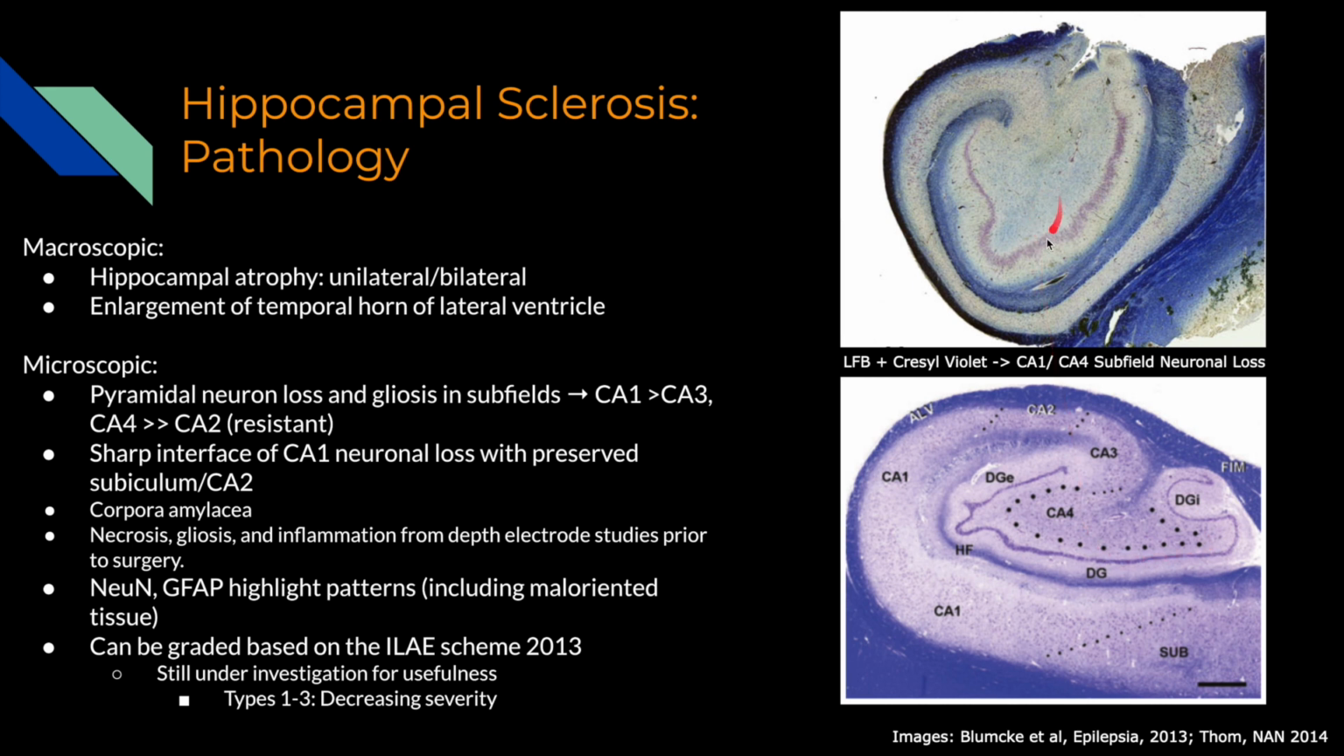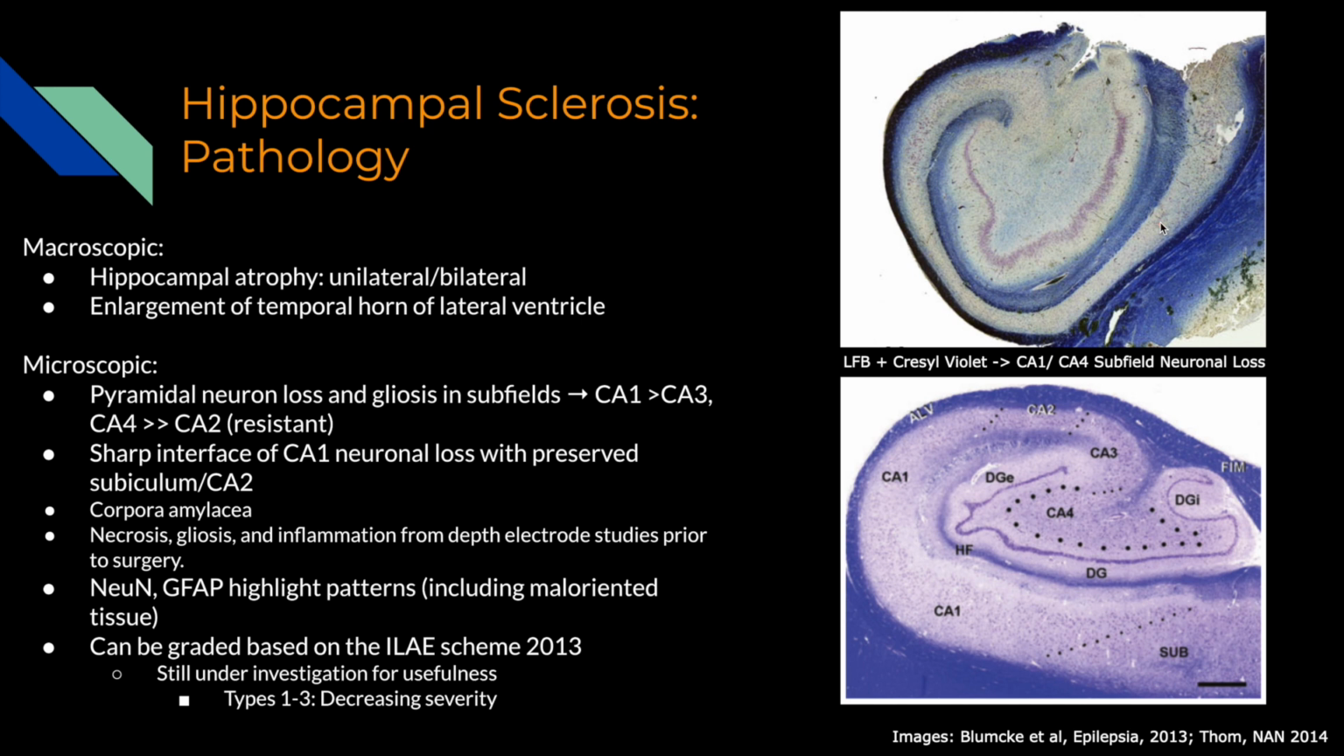What you can see here is you don't see the neurons of the CA4 and CA3 quite well. You see some resistant layer here, which is the CA2, and then again, complete loss of neurons in CA1, and they start coming back here in the subiculum. So that's the classic pattern.